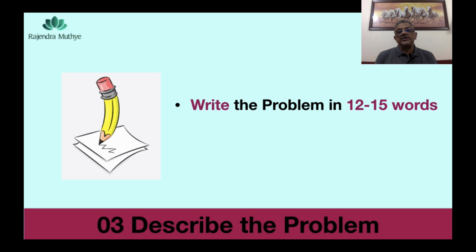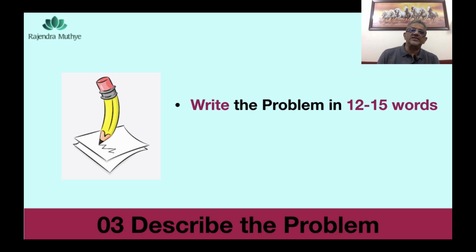Third step is to write down the problem, to describe the problem. Okay, and invariably people miss out this. This is an important step. So write down the problem in 12 to 15 words. Ideally one sentence is around 12 to 15 words.